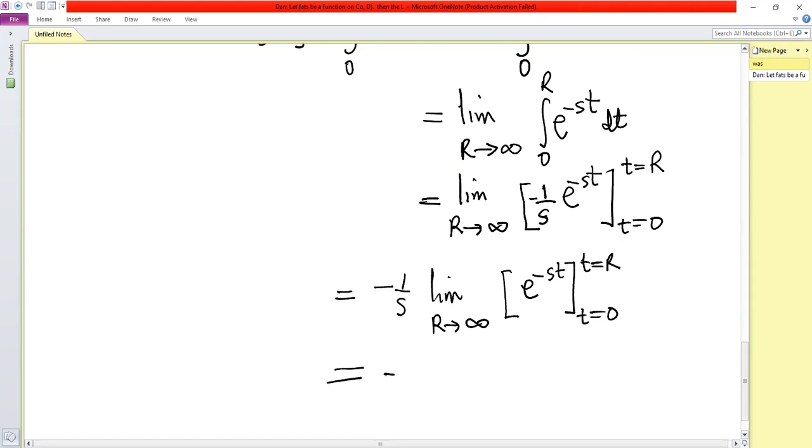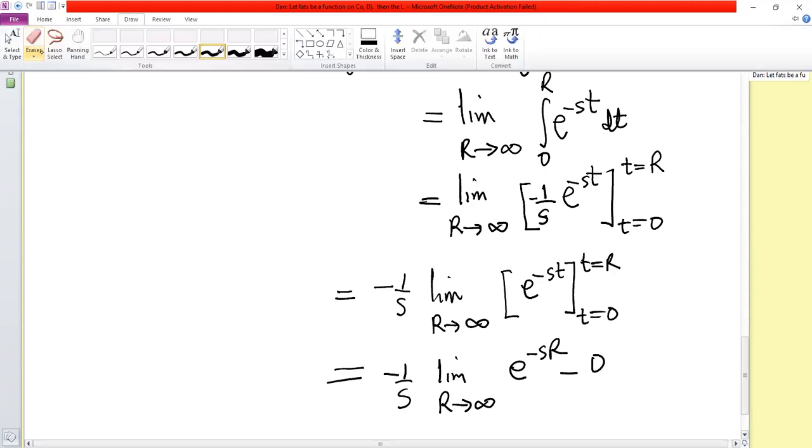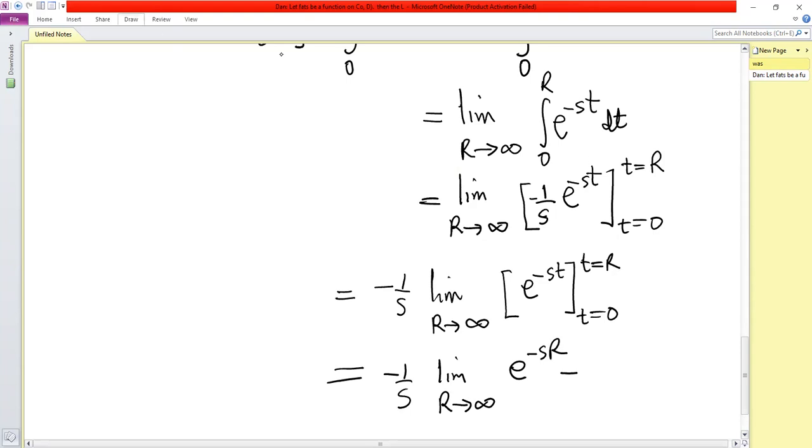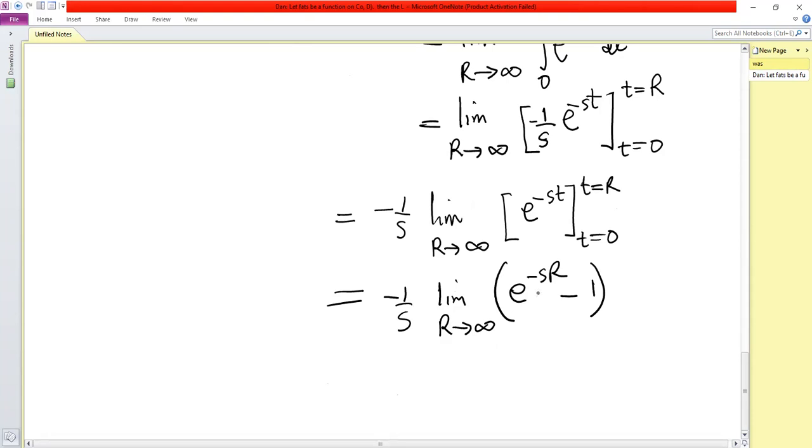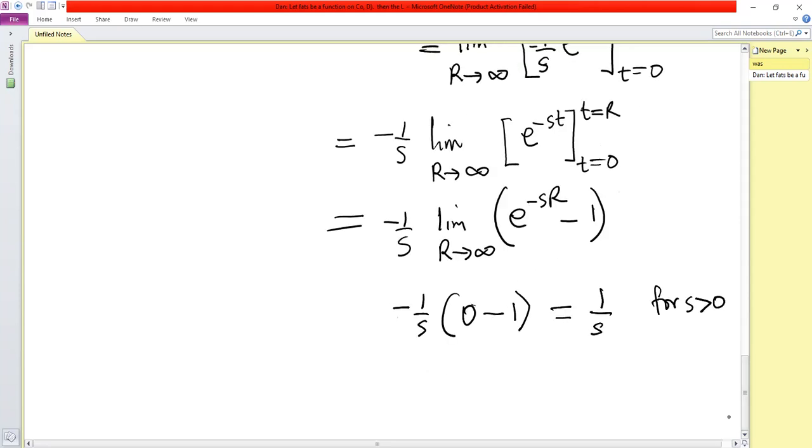So this means we'll have negative 1 over s and then the limit as r approaches infinity. When you replace the upper limit, you have e raised to minus sr, minus, for t equals 0, we get e raised to power 0, which is 1. Now, as r approaches infinity, this will be 0. We have negative 1 over s into 0 minus 1, and this will give us 1 over s for all values of s greater than 0. So therefore, the Laplace transform of 1 is 1 over s.